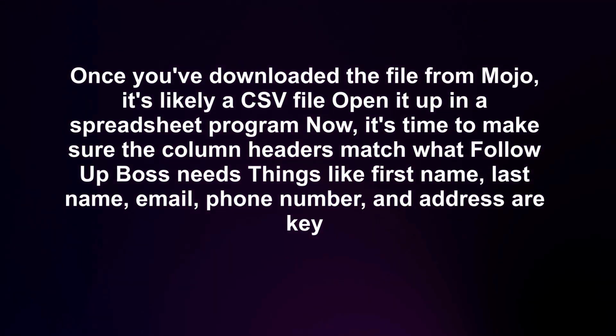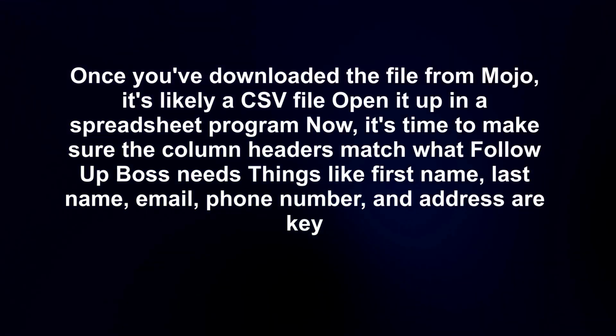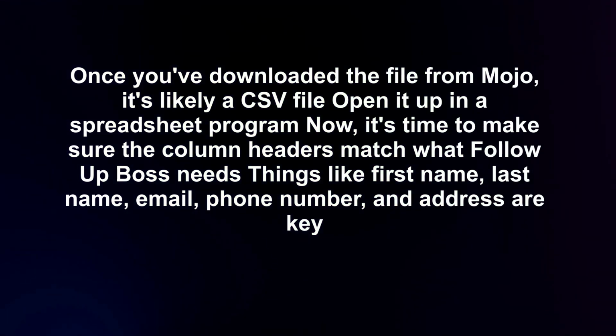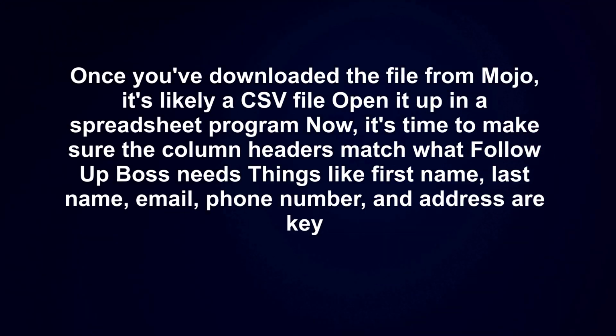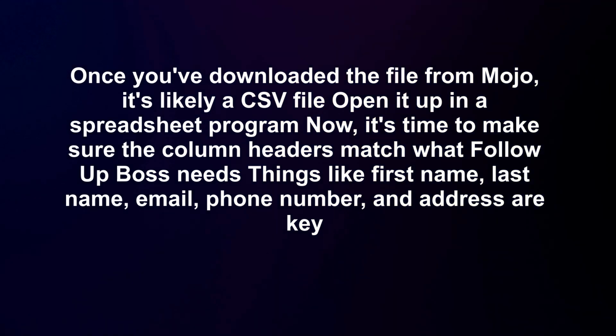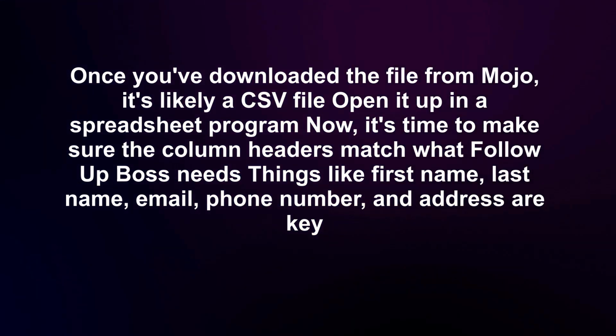Once you've downloaded the file from Mojo, it's likely a CSV file. Open it up in a spreadsheet program now. It's time to make sure the column headers match what Follow Up Boss needs. Things like first name, last name, email, phone number, and address are key.